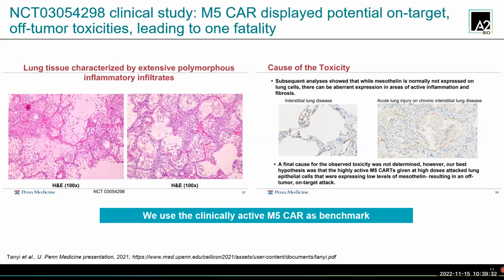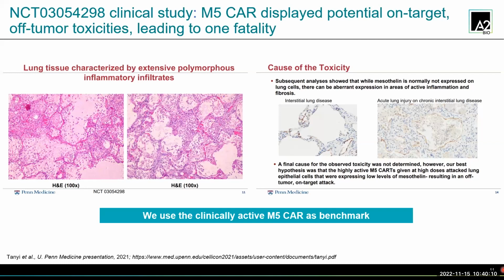The investigators reported that lung tissue with extensive inflammation was co-localized with normal mesothelin expression. And while it's true that several factors could have played a role, the authors suggest that the highly active M5 CAR T cells given at a high dose could have resulted in on-target off-tumor attack. And this points specifically to the fact that a safety feature like TMOD will be critical for an effective mesothelin-targeted therapy.